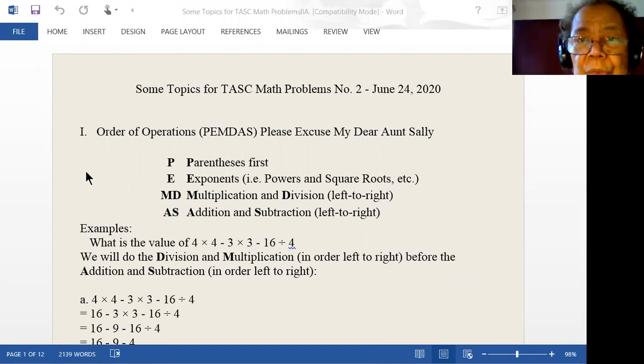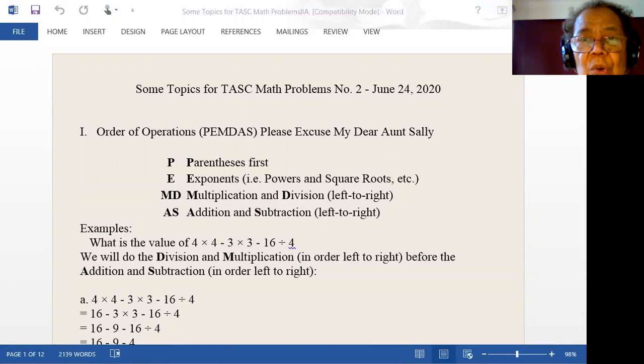Hello. We will start some topics that are covered in your quiz number 8. Hopefully these explanations will help you when you are problem solving on that quiz number 8.